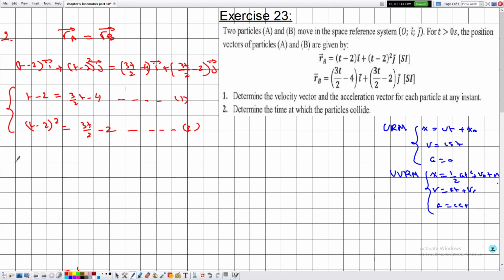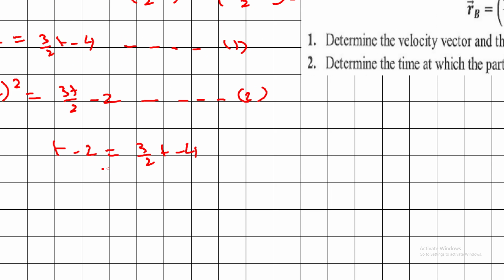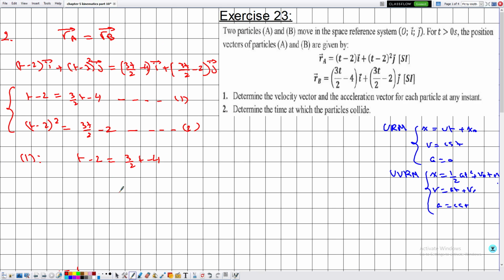Okay, so considering equation number 1, which is given by t minus 2 is equal to 3 over 2 t minus 4. What's the type of this equation? This is a linear equation in one unknown. How do you solve it? We put t on one side and all the other numbers on the other side. So it's given by 1 minus 3 over 2 multiplied by t is equal to minus 4 plus 2. So 1 minus 3 over 2 is minus half, so minus half t is equal to minus 2. Then in this case t is equal to 4 seconds.